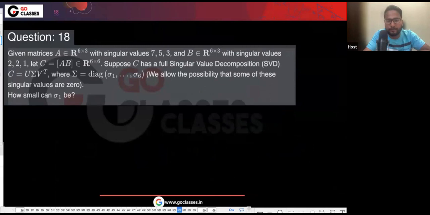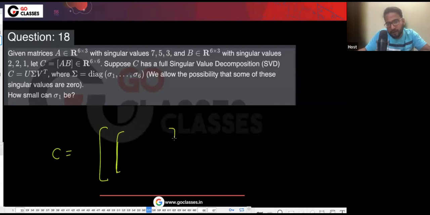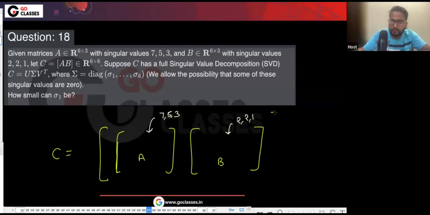Let's see question number 18. Okay, let's see how to solve this question. Given this matrix A with these singular values, B with these singular values, AB is some matrix C. Suppose C has the full SVD, which is something like this, with sigma 1 to sigma 6. We allow the possibility of some of these singular values to be 0. How small can sigma 1 be? C is constructed like this with A and with B. Their singular values are given as 7, 5, 3 and 2, 2, 1. So what is the smallest value of sigma 1?